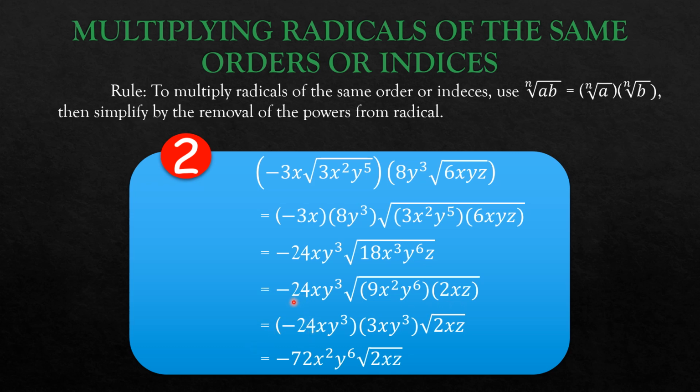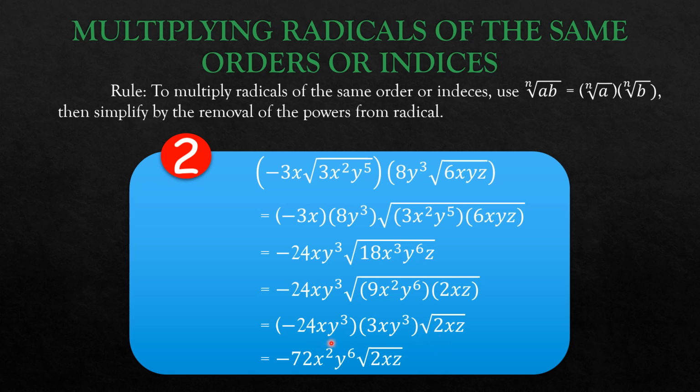Then, again, copy the coefficient negative 24xy cubed. Saan po nanggaling si 3xy cubed? Ito po. Square root po ni 9 ay 3. Square root po ni x squared ay x. Square root po ni y raised to 6 ay y cubed. So, you copy the variable here and then you divide 6 by 2 or the index. Kaya may 3 tayo dyan. And then, since si 2xz, wala naman siyang square root, kaya naiwan siya sa loob ng ating radical sign.